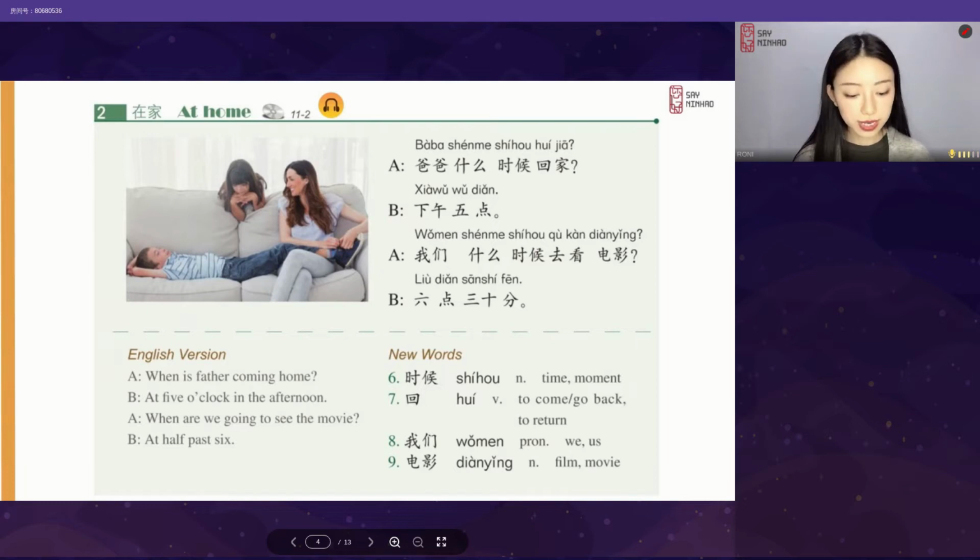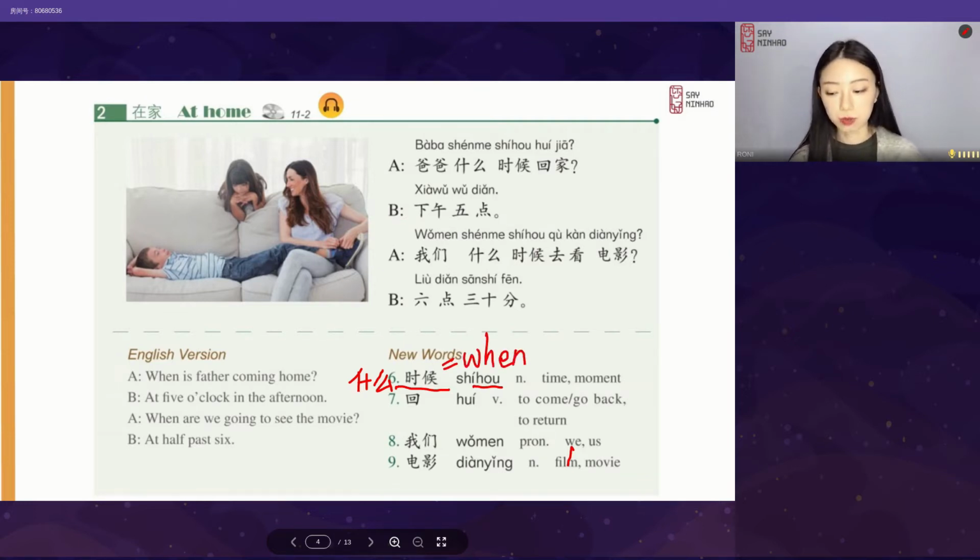Now let's move on to text 2. At home. Let's see the new word. First one is 时候. 时候. And hou here is the neutral tone. Okay, read after me, please. 时候. 时候. Okay, very good. 时候 means time, moment. So when I put 什么 what before 时候, 什么时候, then it means what time. Actually it means when. 什么时候 means when.